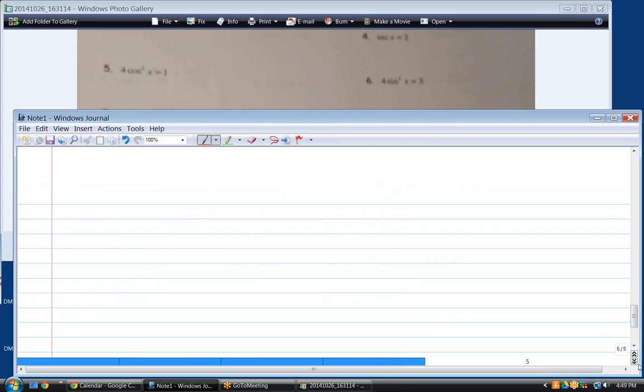Now, is this the way she's taught you to solve these or not? Am I doing something different than she's doing? Okay. I didn't think so. Oops. Well, I already divided by 4. Okay. Now what? X equals... Hold on. Before you can take the inverse cosine, you got to get rid of that cosine squared.